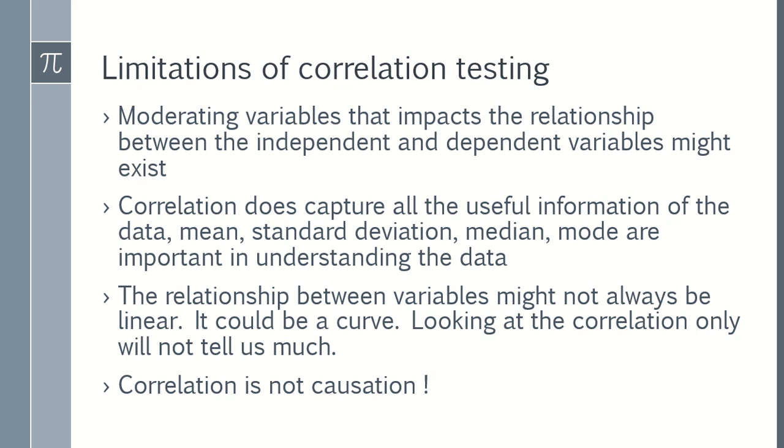In addition to using correlation testing, to get a more complete understanding of the data, we should also look at measures like the mean, the standard deviation, the mode, etc. Also, the relationship between variables might not always be linear. It could be a curve. Looking at the correlation coefficient alone will not tell us much about the shape of the curve or the shape of the data. Lastly, correlation is not causation. Just because there's a relationship doesn't mean there's a causation.